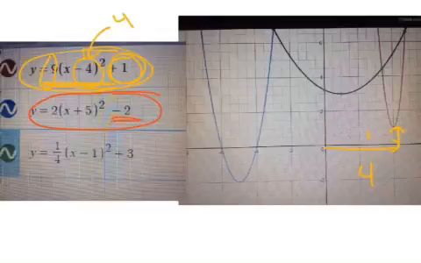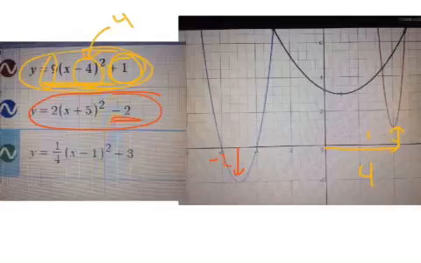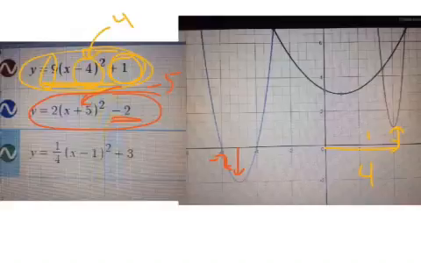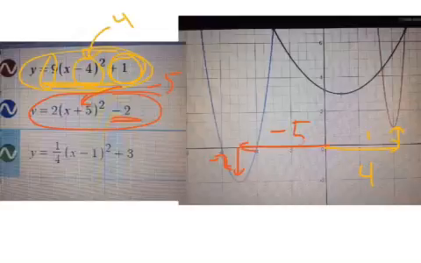Notice the minus 2. Well, what did that do? It moved it down 2 spaces, didn't it? Okay? What did the plus 5 with the x do? Well, think. Isn't negative 5 plus 5 0? Notice from the origin it moved 5 to the left. So plus 5 means 5 left. The minus 2 means 2 down.